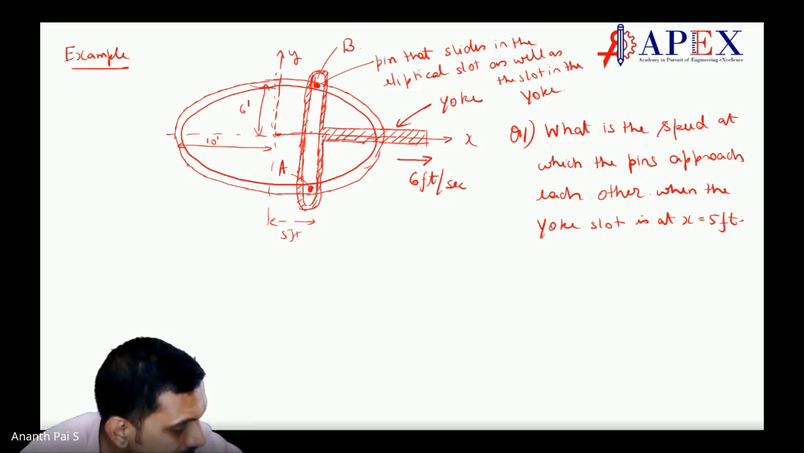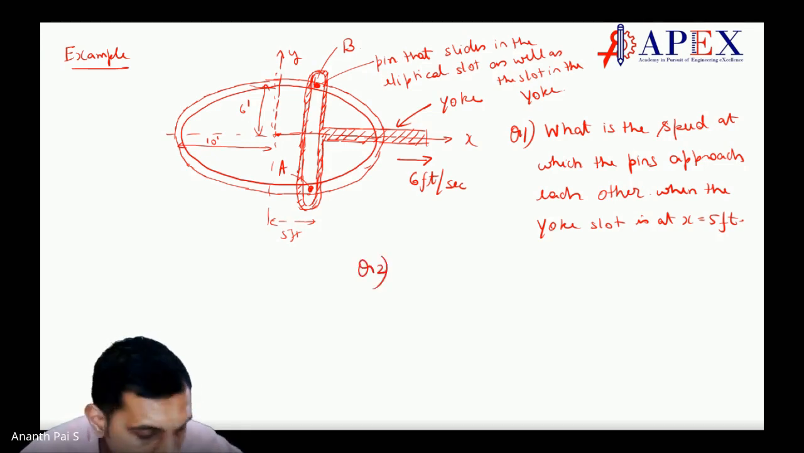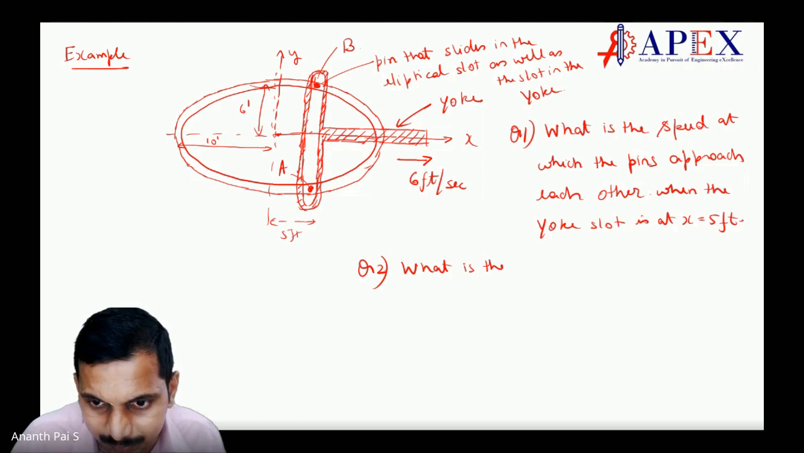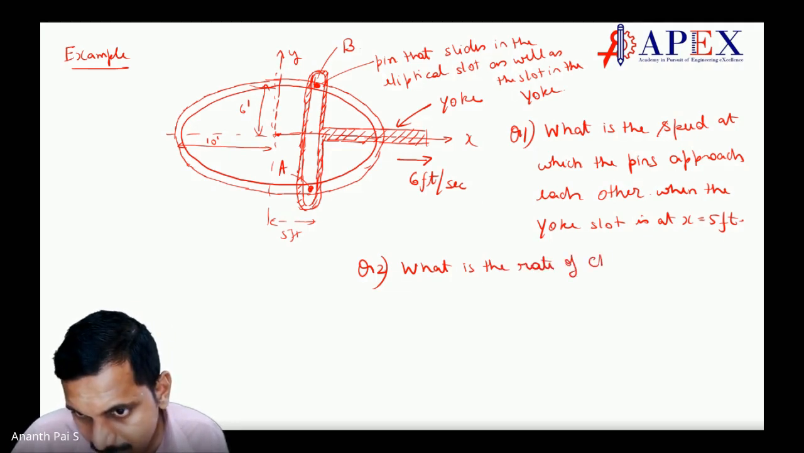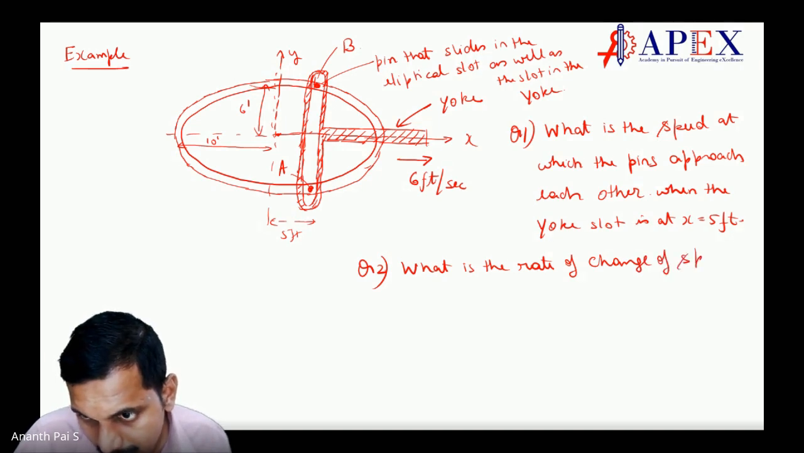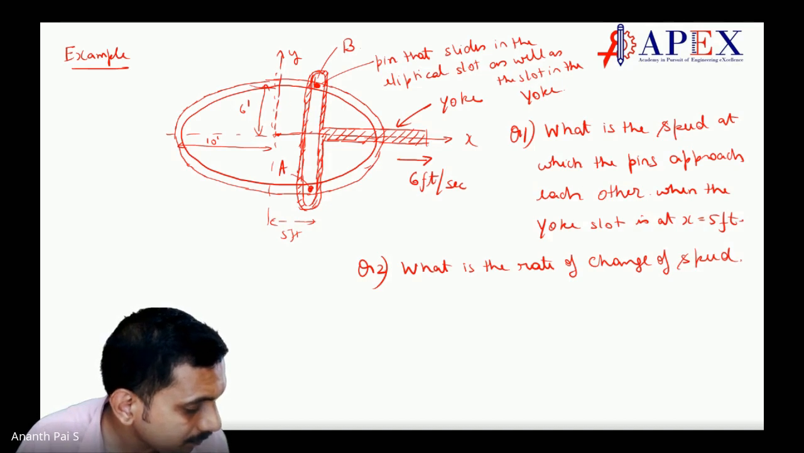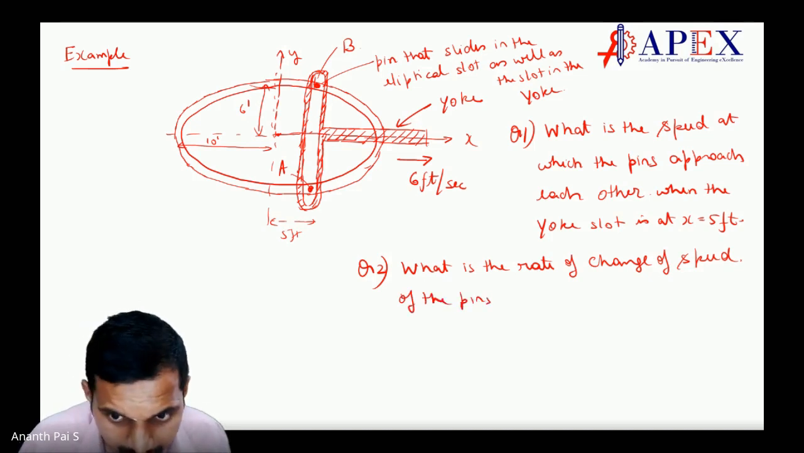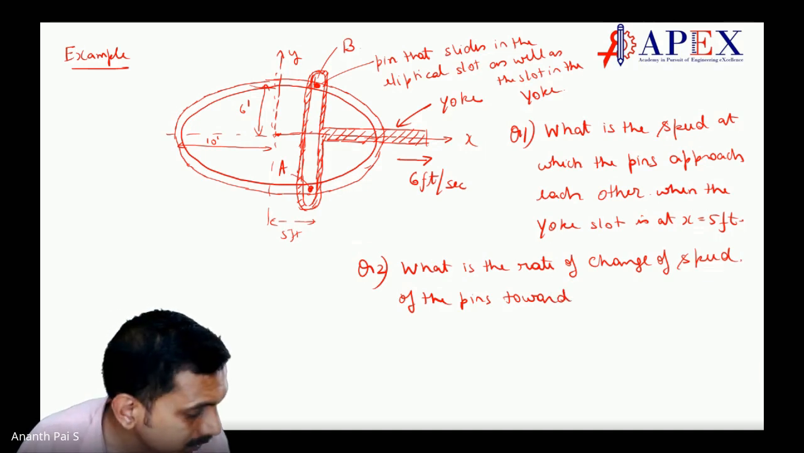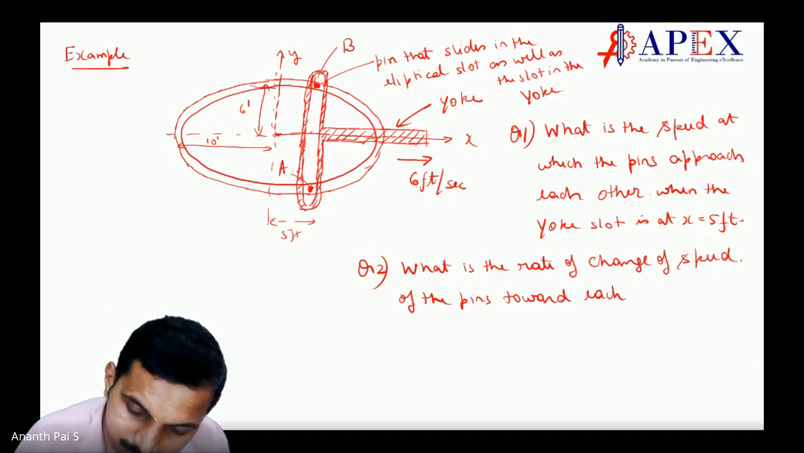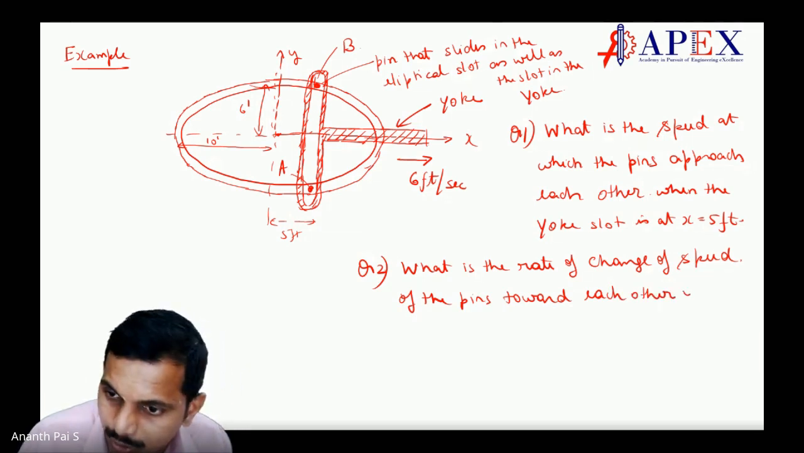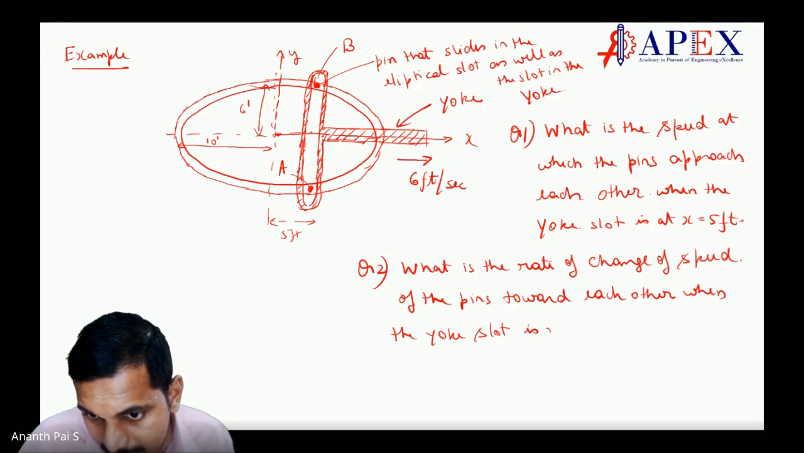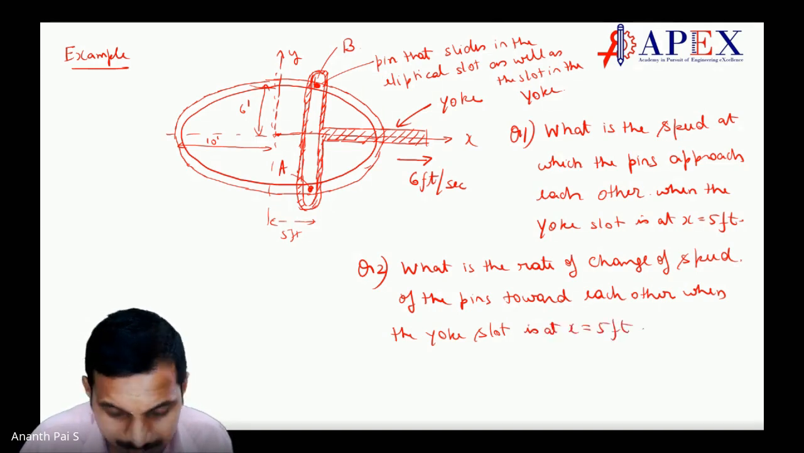Next question. Question 2 is, what is the rate of change of speed of the pins toward each other, when the yoke slot is at x equal to 5 feet? That is the question. Write the question first, students.